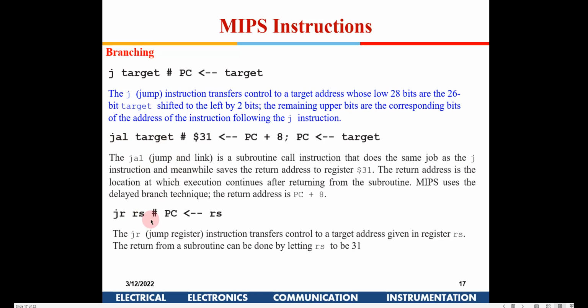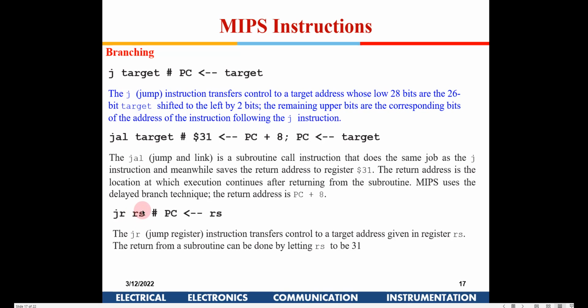Now suppose this is another, jump register, JR RS. In this case the jump register transfers the target address in the register. So suppose you are using a jump register and you are writing a subroutine, and you don't have something known as a return. So what we do is, instead of a return, we use jump with RS being 31.